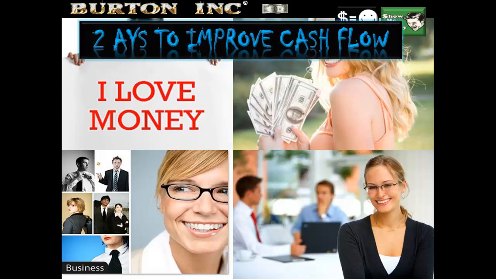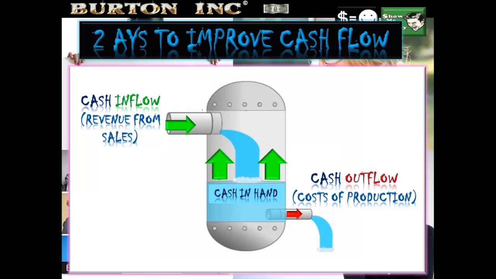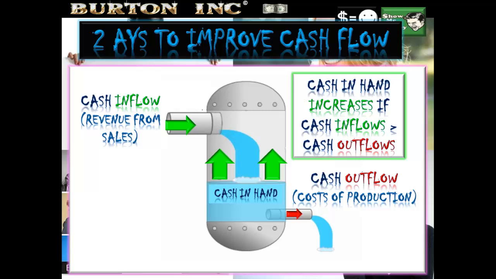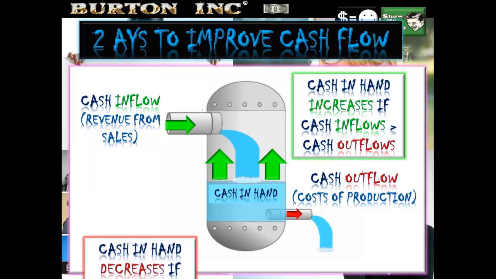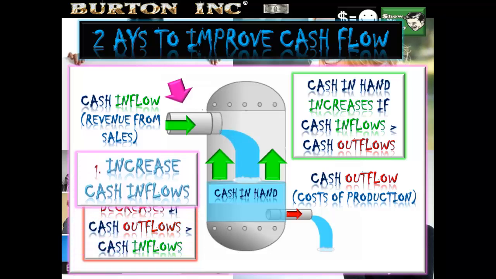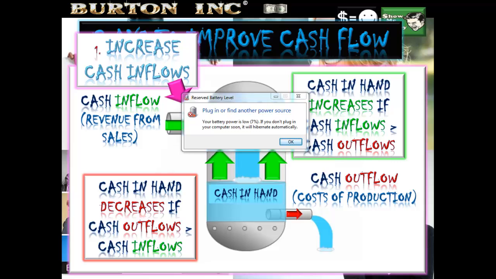Now there are only two ways to improve cash flows. That's to increase inflows or decrease the outflows. We know that the cash in hand increases if cash inflows are greater than cash outflows. And the negative side of cash in hand decreases if our cash outflows are larger than our cash inflows. So we definitely want cash inflows to be larger than outflows. How can we increase cash inflows? How can we decrease cash outflows?